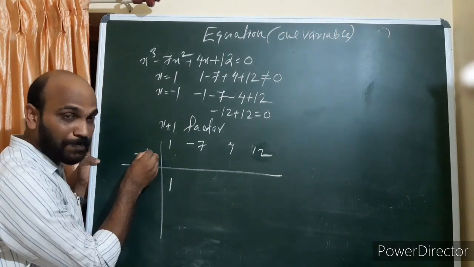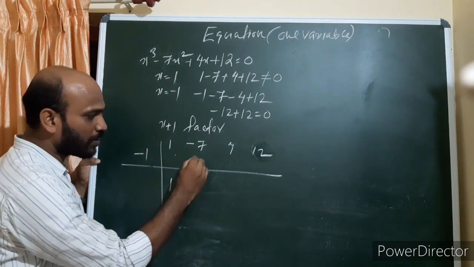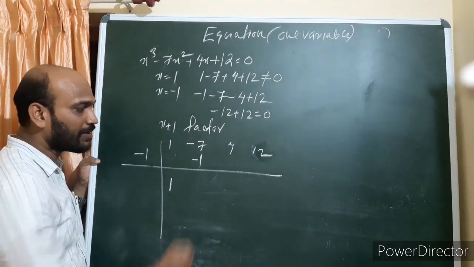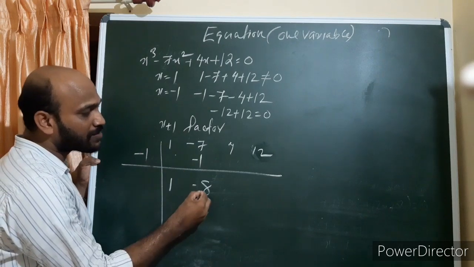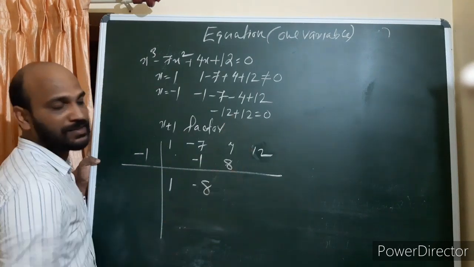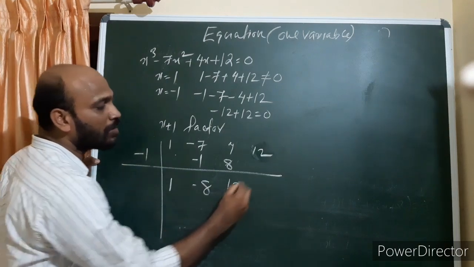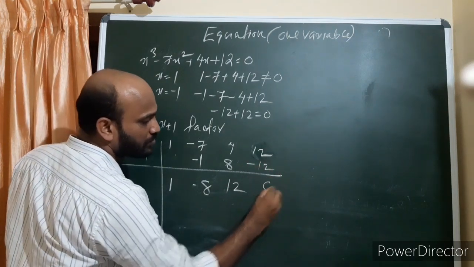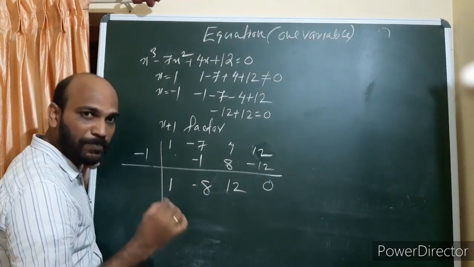Then you have to multiply diagonally. Minus 1 into 1, that is minus 1. Minus 1 you have to write here. These two you have to add, so you get minus 8. Minus 1 into minus 8 will be plus 8. Adding, we get 12. Minus 1 into 12, minus 12. 0. So these three numbers are the coefficients of the quadratic polynomial.